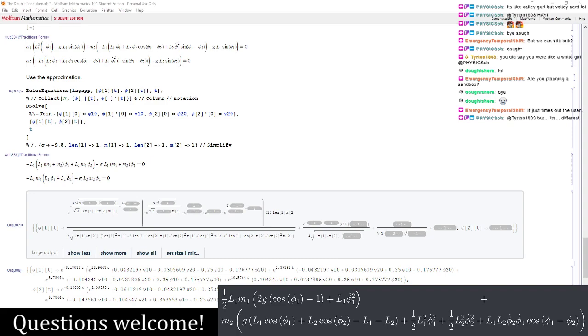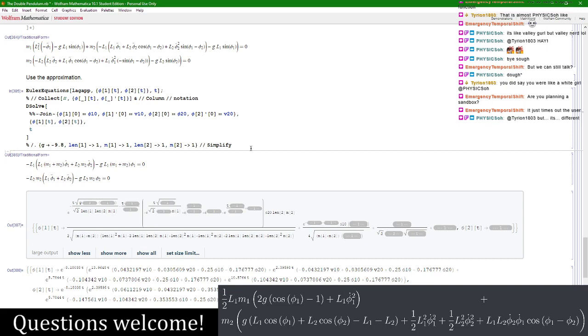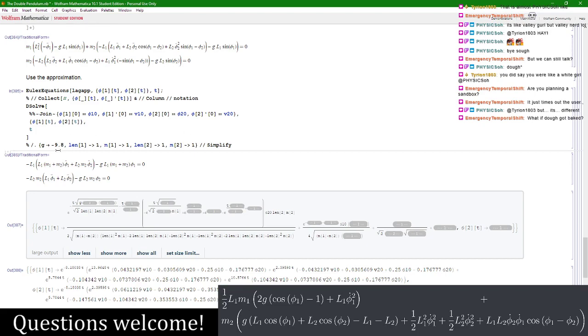Alright, Doe. Good luck trying to speak for the next minute. Alright, everybody. You are now fully free to say anything you would like about Doe here, because he can't, or they can't say anything back. So, free reign. Okay, but can we still talk? Am I planning a sandbox? It just times out those. Yeah. What if dough got baked? Baked or banned? Oh, what if dough got baked? Then it wouldn't be dough, it'd be bread. And it's not bread is here, it's dough is here.